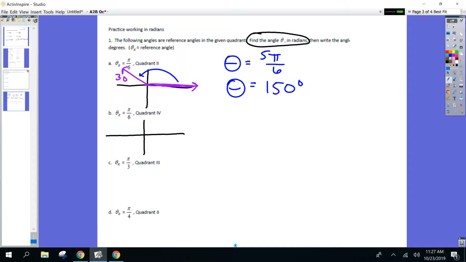Pi over 6, we're in quadrant 4. Here we go. Pi over 6, quadrant 4. What's pi over 6? 30, okay. So that angle's 30 degrees in quadrant 4. What must have been my original angle?